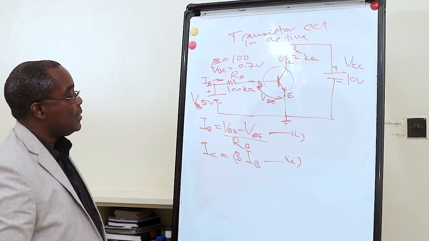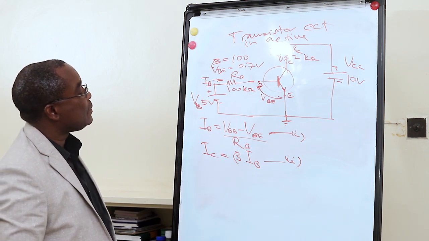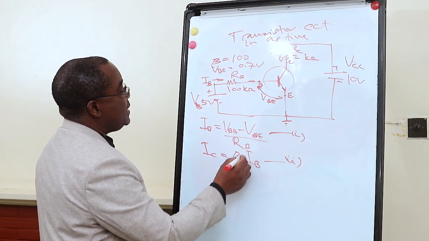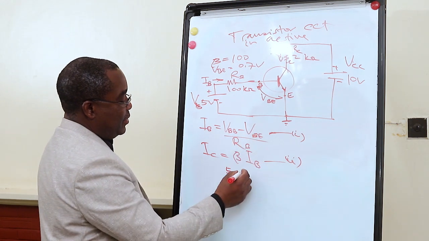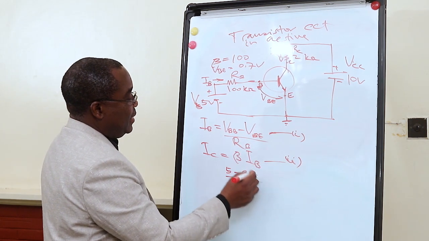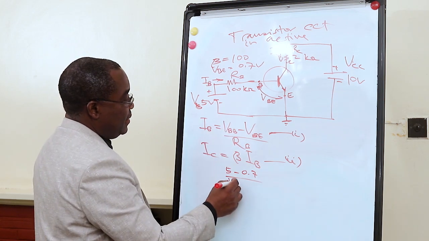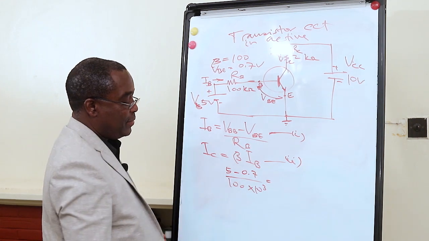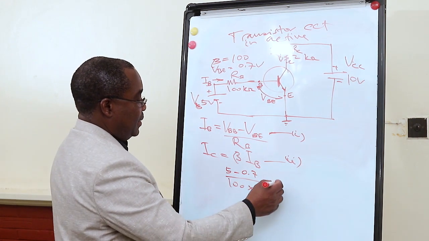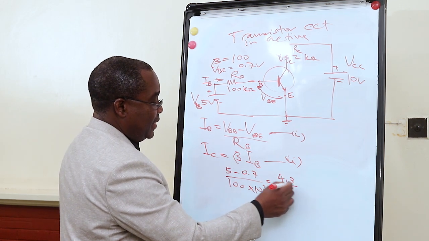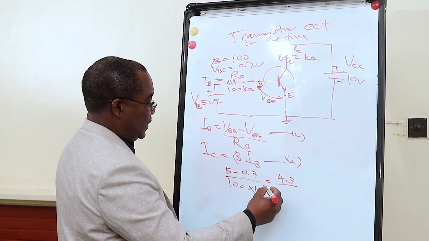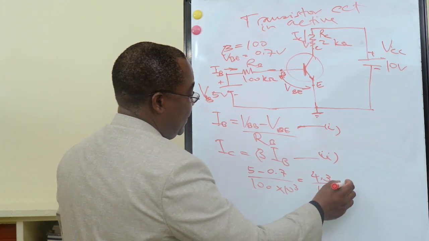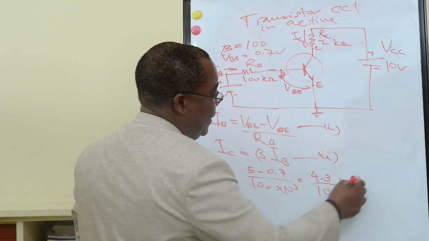Let's put the values, because we have the values. VBB is 5 minus VBE is 0.7, over RB, which is 100 kilo ohms, which is times 10 to the power 3. Then we have 4.3 over 100, and this will be in milliampere.